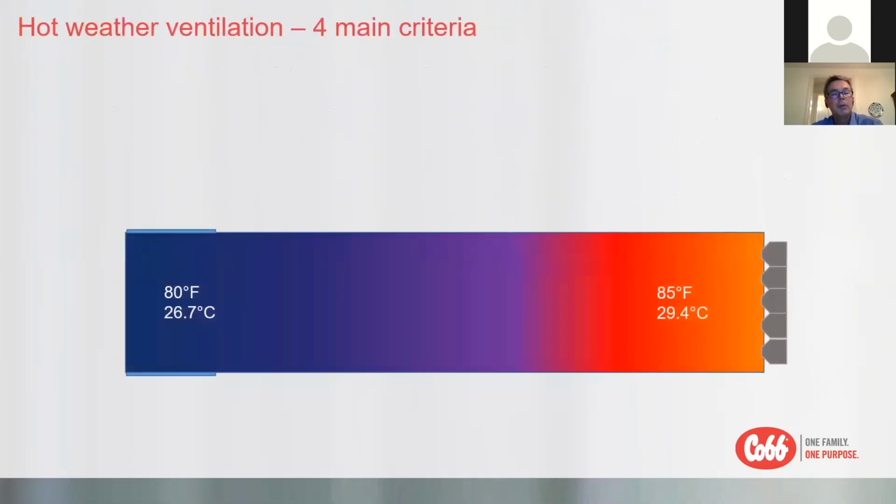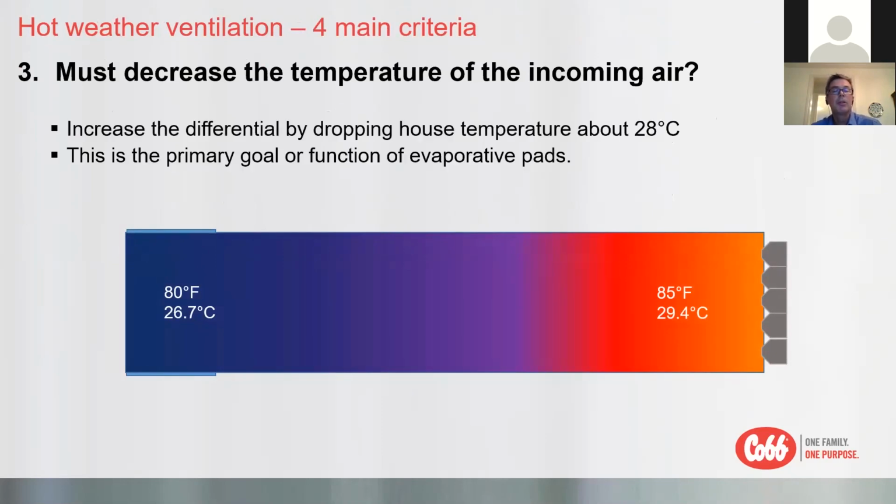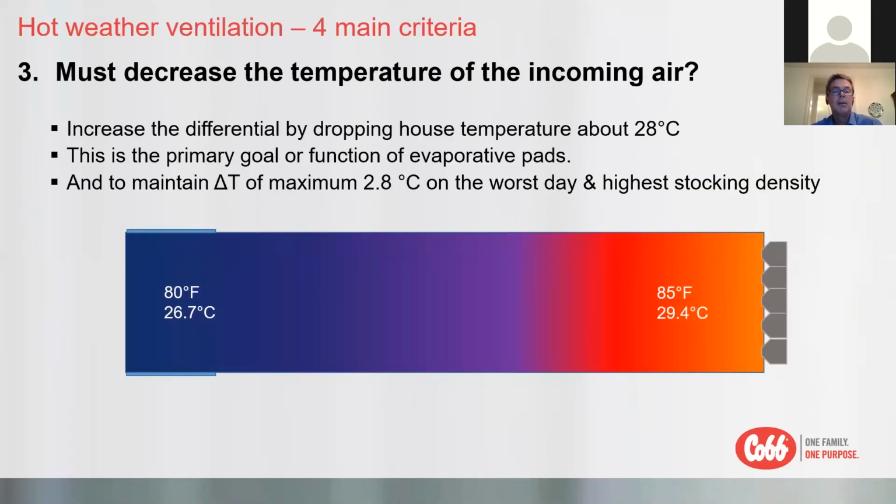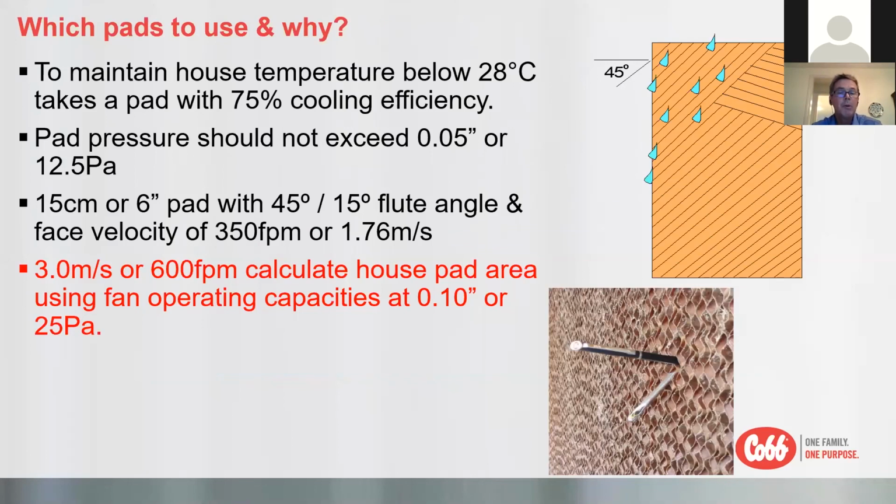That evaporative cooling system has one function only: get the temperature down to close to 28 degrees C to maintain a delta T of 2.8 C. If we wanted to drop that temperature further, we would have to add a huge amount of evaporation system, and we'd have to have a massive amount of fan capacity to get it. So the best balance is a target of 28 degrees C. So what pads do we want to have? We always want to have a 45-15.